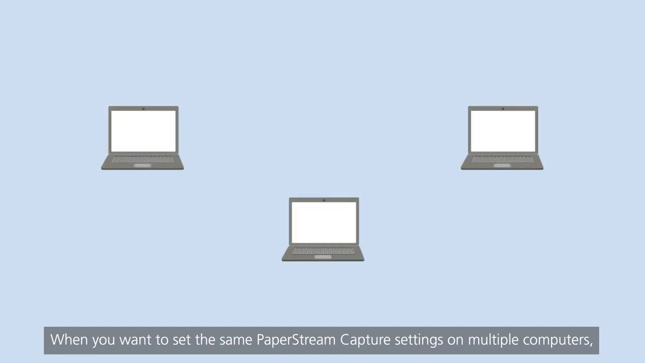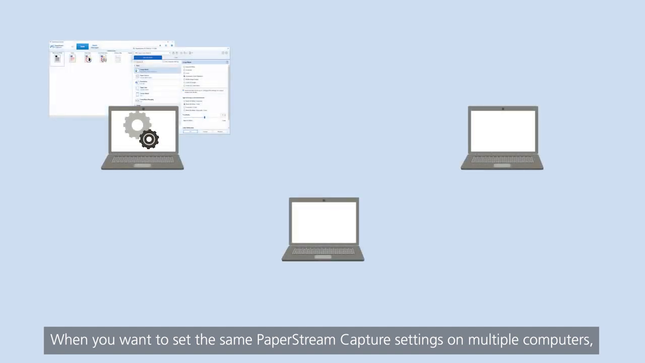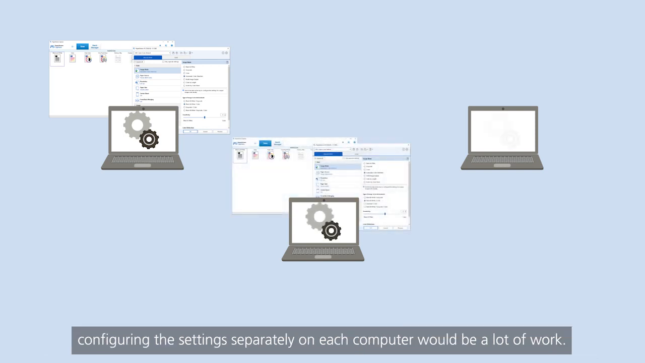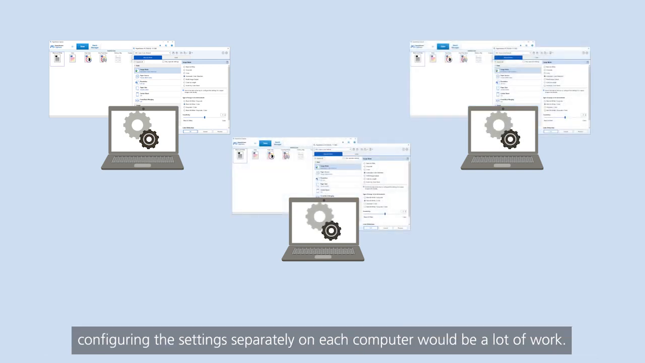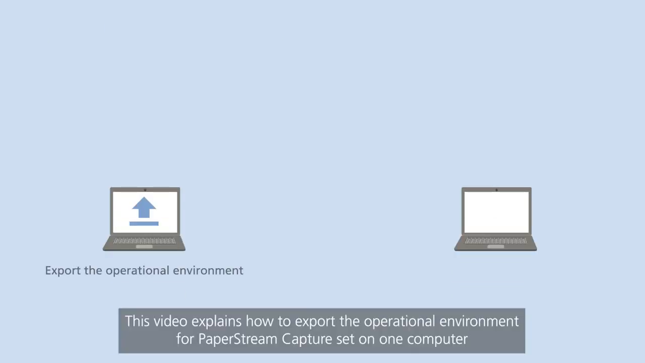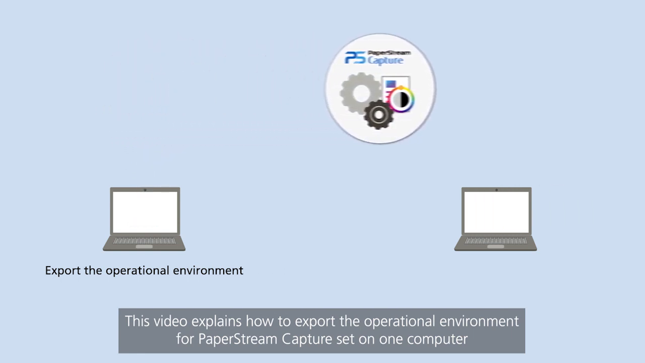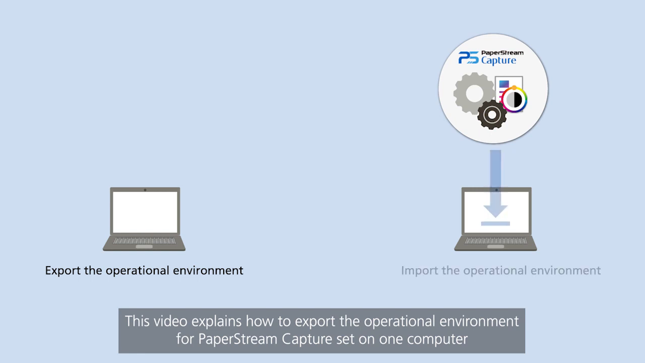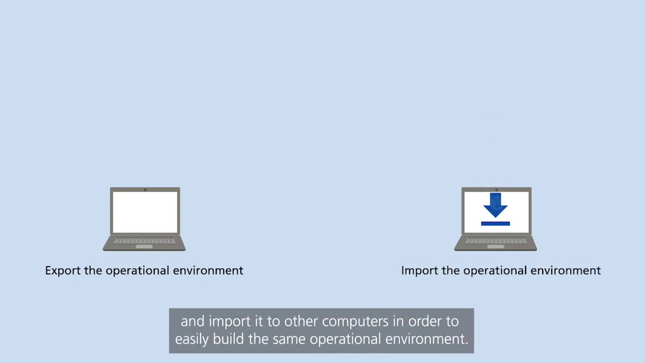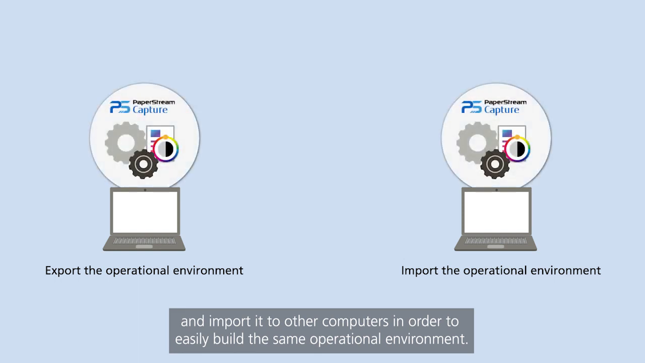When you want to set the same PaperStream Capture settings on multiple computers, configuring the settings separately on each computer would be a lot of work. This video explains how to export the operational environment for PaperStream Capture set on one computer and import it to other computers in order to easily build the same operational environment.